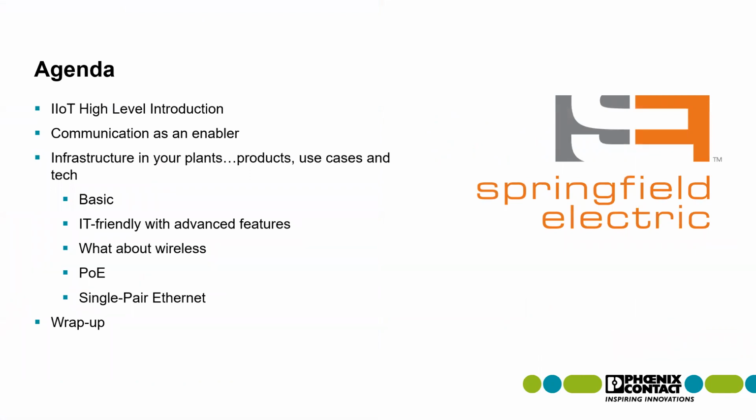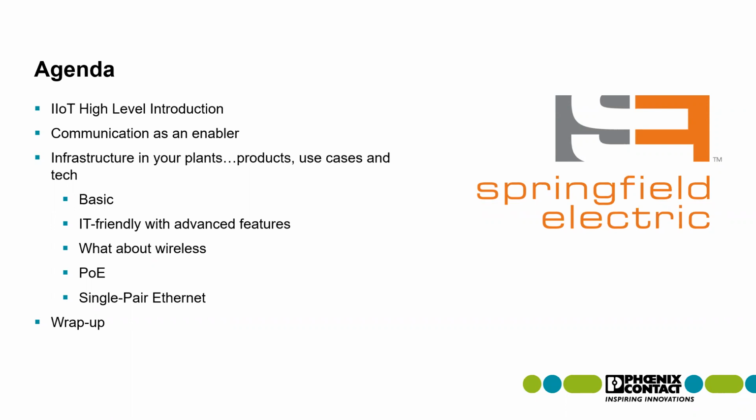So what I'd like to do today, over the next hour, give or take, is do a little bit of an introduction of the industrial Internet of Things. It's a buzzy topic that a lot of people have heard about. I have a handful of slides just sort of setting the table, and then where my place in this IIoT landscape might be, talking a little bit about communication as an enabler, and then moving into the infrastructure that is within your plants. A little bit on products. I try not to get too product focused. More on some technology, some use cases, where you can use things, why you might want to use them, and so on and so forth.